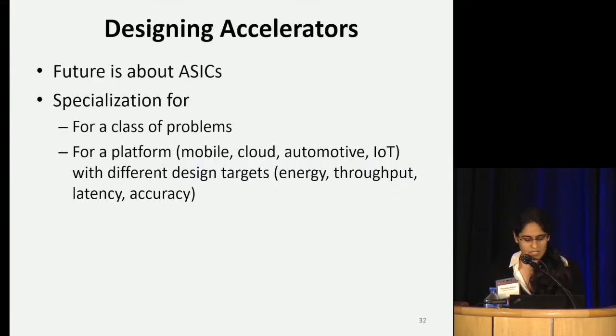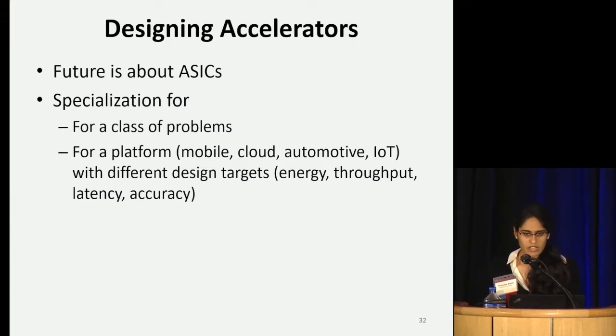So with that one example, I want to talk more generally about the future of this space. My conclusion is that the future is going to be about designing these hardware accelerators for a whole bunch of applications. And you're not going to see an accelerator for each application. You're going to see accelerators which can do a class of problems. For example, they can do image processing pipelines very well, or they can do convolutional neural networks very well, and so on. And you're also going to see specialization for a platform.